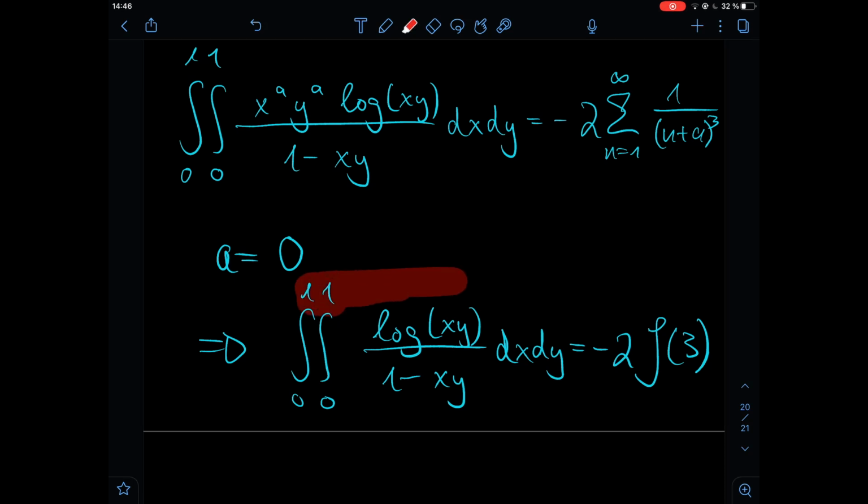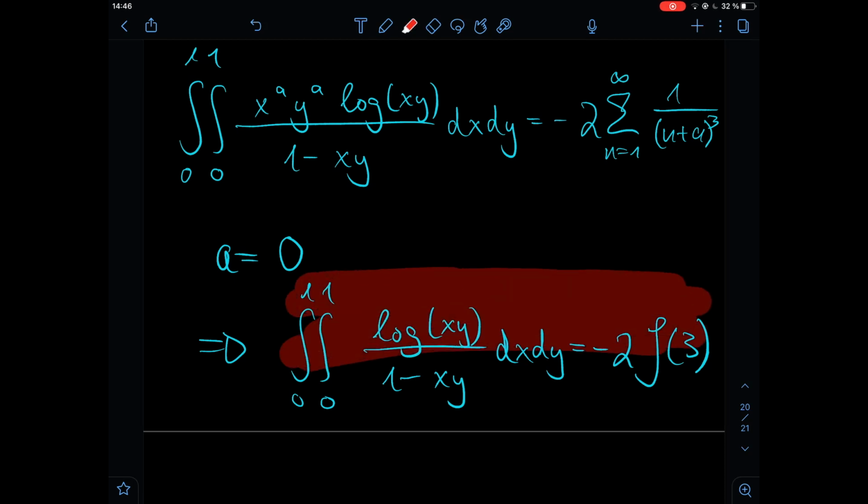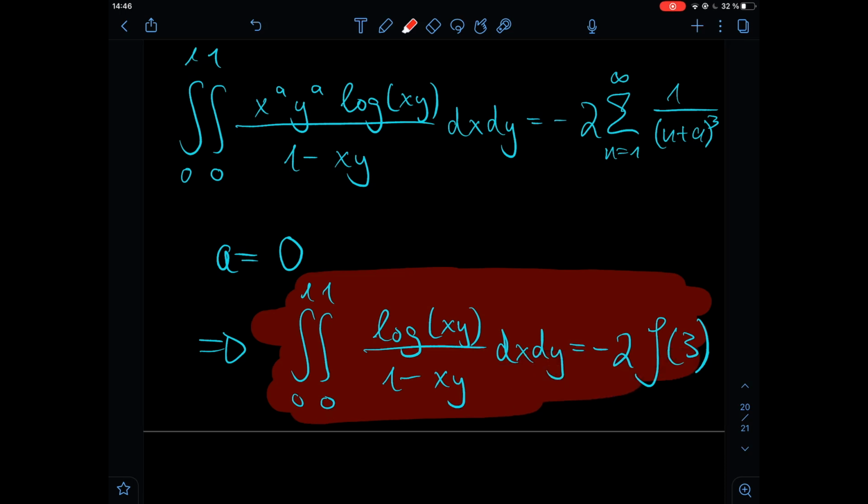So this is our final result, and it's absolutely amazing how you could use Feynman's technique to prove that this integral actually is another representation of the zeta function of 3.